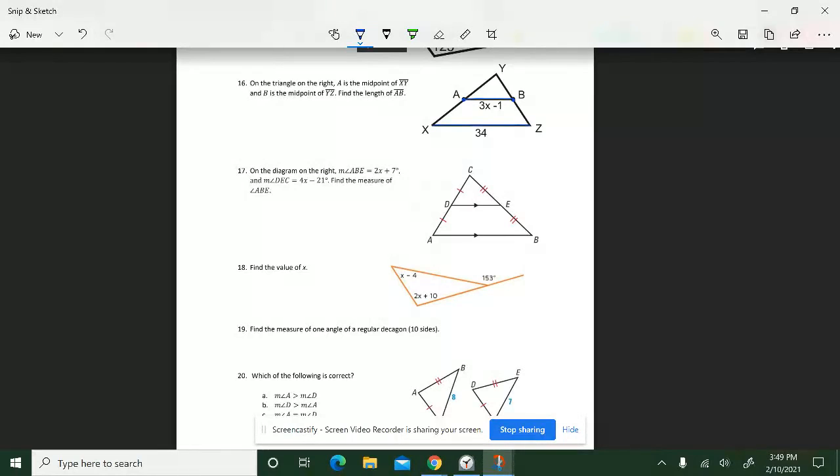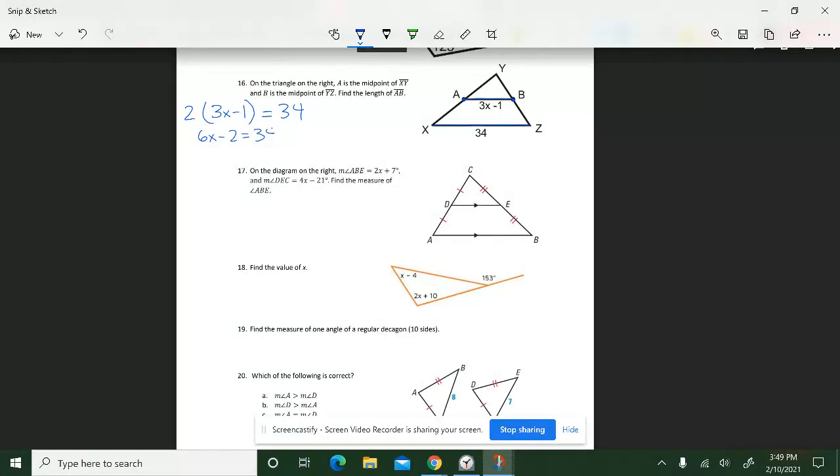What I'm going to do is take the length of AB, 3x minus 1, and multiply it by 2, since it's half the length of XC, and make it equal to XZ, which is 34. So then I'm going to work this out. I'll distribute the 2.